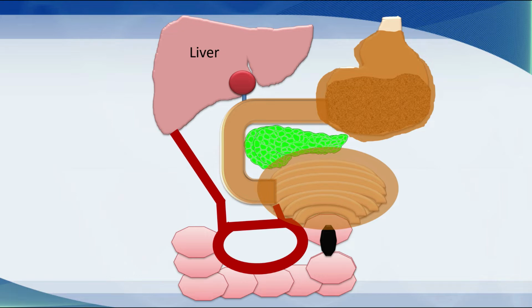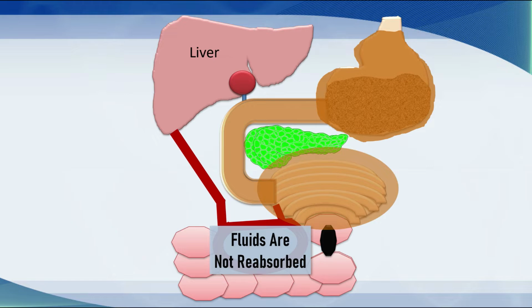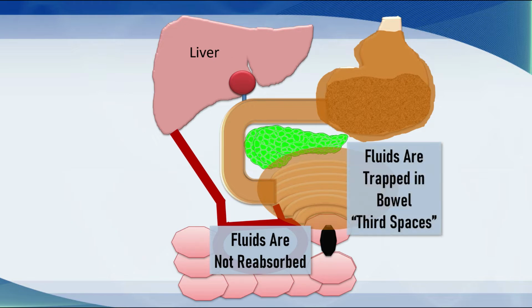There's two issues here. First of all, fluids are not being reabsorbed, and these fluids are also being trapped in the bowel, and we call the trapped fluid third space fluid loss. It's in the body, but it's outside the body, so it's not available to the body. It's not in the intravascular space or the extracellular space or the intracellular space. It's in a third space.